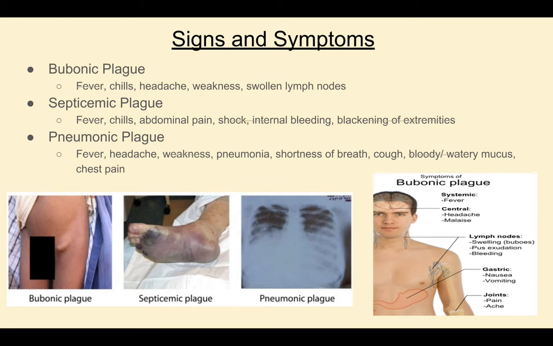Septicemic plague has slightly different signs and symptoms, including sharp abdominal pain, shock from the infection, internal bleeding, and the blackening of extremities. This is where it gets the common phrase, the black plague, because of the color change within the cells. Lastly, there's pneumonic plague, with similar symptoms to the other two, differing by having pneumonia, shortness of breath, disgusting mucus filled with blood, which can be watery, and severe chest pains.